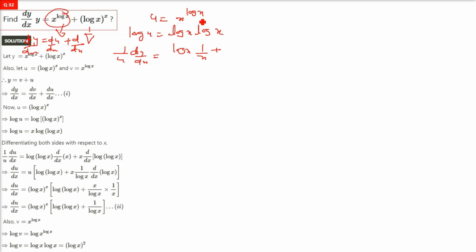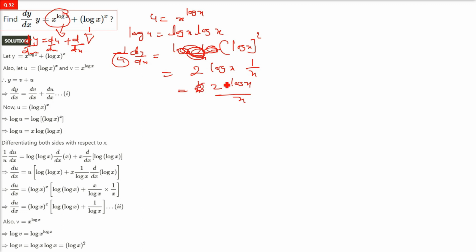So what we'll do here is log x whole square. So twice of log x will be 1 by x. Just assume it to be log x whole square. Twice of log x will be 1 by x. So twice of log x by x is the result here, but you have to take u also on that side. It is x to the power log x. So x to the power log x into 2 into log x divided by x is your final result for the first part. Alright. Now let us take the second part.